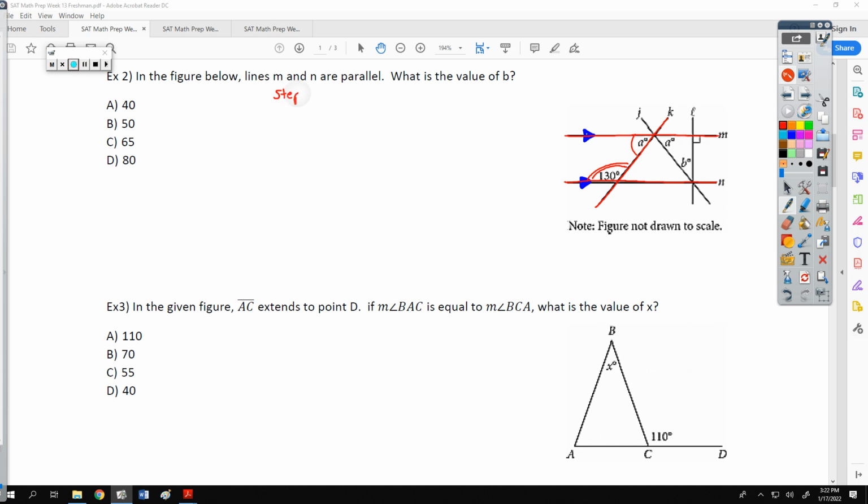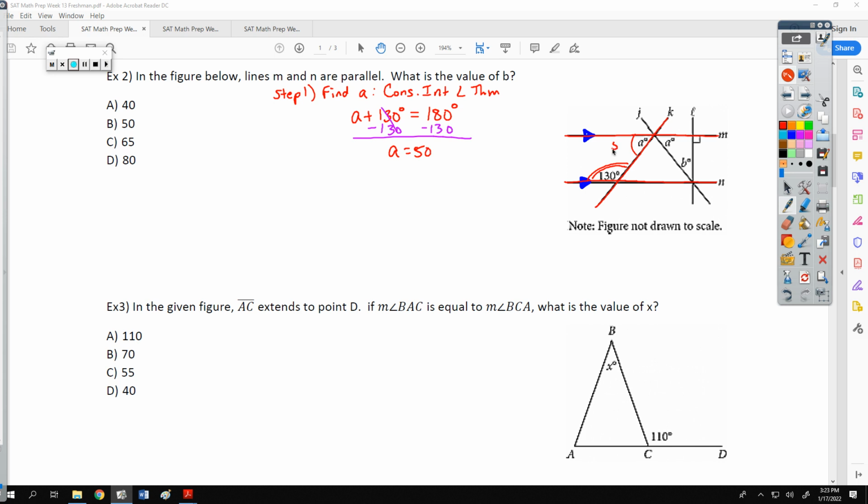So for step 1, we're going to find A. And to do that, we're going to use the consecutive interior angle theorem, which says if two parallel lines are cut by a transversal, then the sum of the two consecutive interior angles must add up to 180 degrees. They must be supplementary angles. We would then be able to solve that one-step equation to figure out that A has a value of 50.